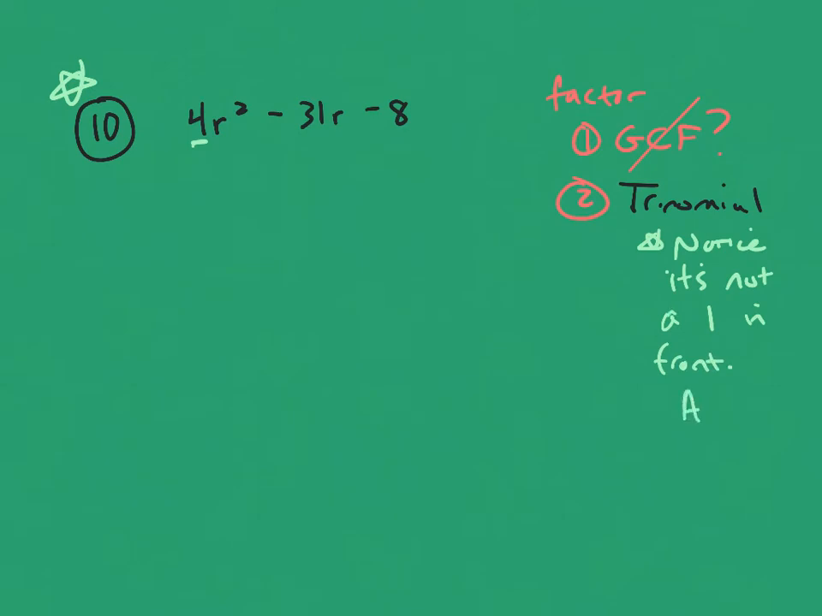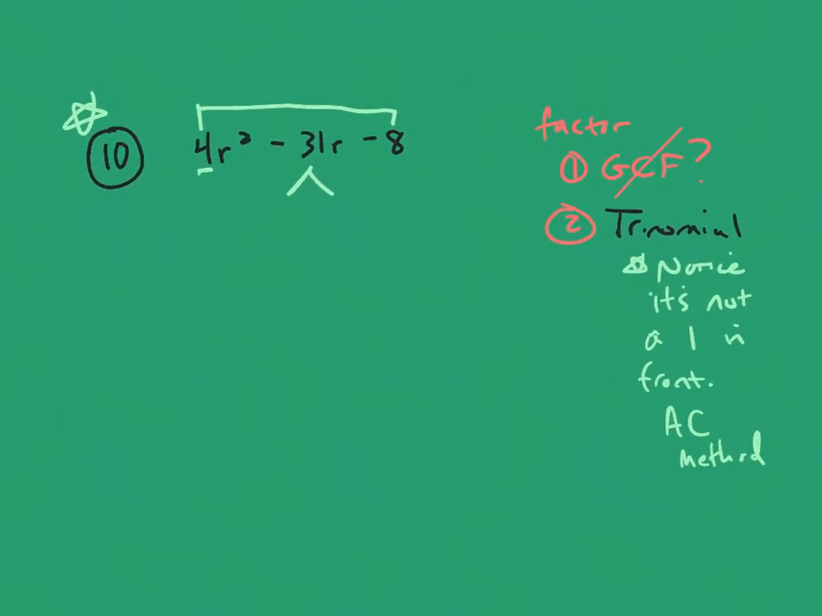So we're going to use the AC method, where we multiply the first and the last one, and we're going to replace the middle term. Make sure when you do this multiplication that you consider the sign. So 4 times negative 8 would give you negative 32. And then we're going to list out the factors of 32. One of them will need to be negative, but we can decide that later.